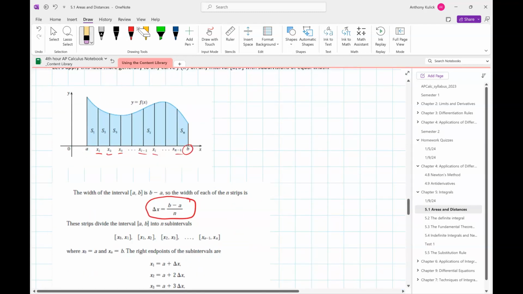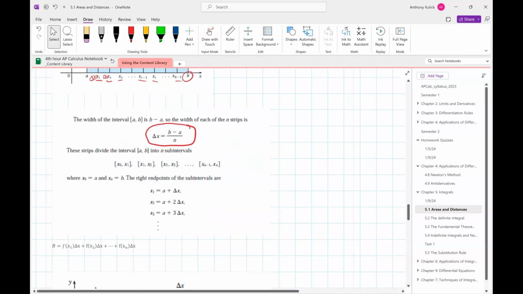Now, to figure out what each one of these endpoints is for our subintervals, we know that the first value should be a plus delta x, right? And then to get to x2, we went another delta x, so it should be a plus 2 delta x. And then x3 should be a plus 3 delta x. xi should be a plus i delta x. xn should be a plus n delta x. Everybody's okay there? So we do that.